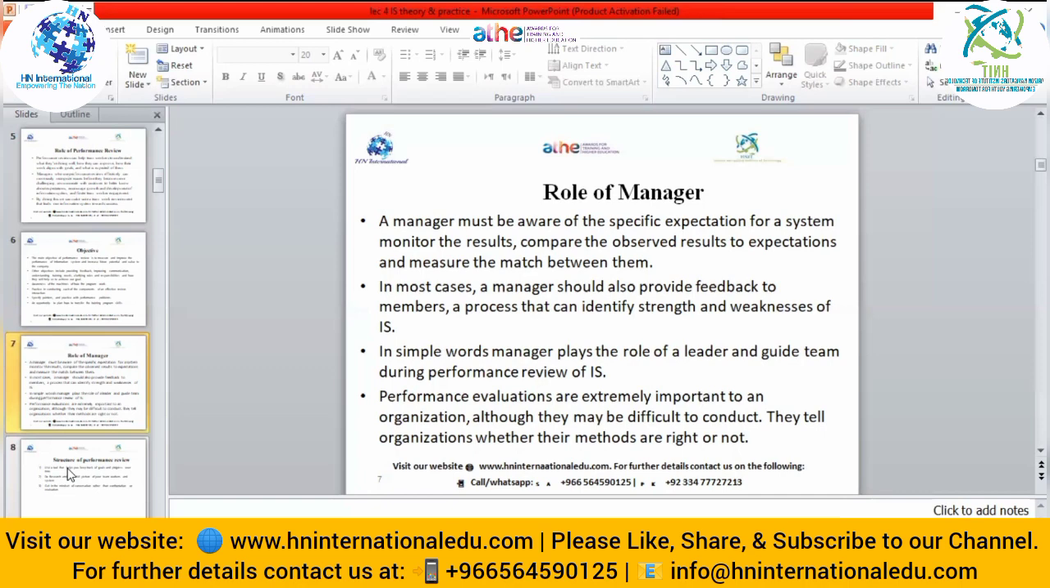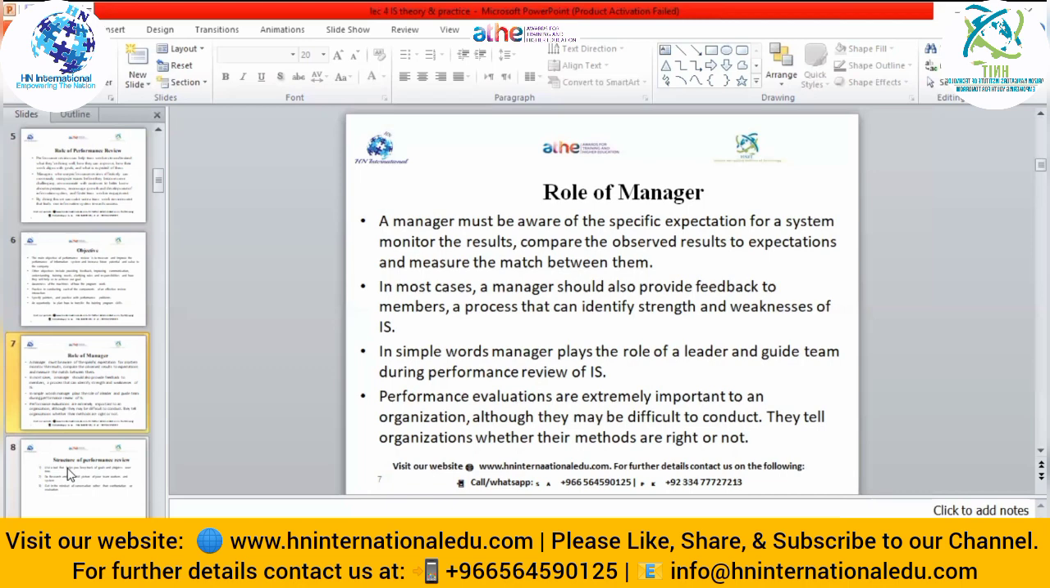In most cases, a manager should also provide feedback to the members, a process that can identify the strengths and weaknesses of the information system. So it is the responsibility of the manager to identify what our weak areas and our plus points are. In simple words, as I told you, the manager plays the role of a leader and guides the team during the performance review of the information system. Like if one person is not doing his or her work well, it is the responsibility of the manager to encourage that person, give training, or give guidance, so he or she can improve the performance.